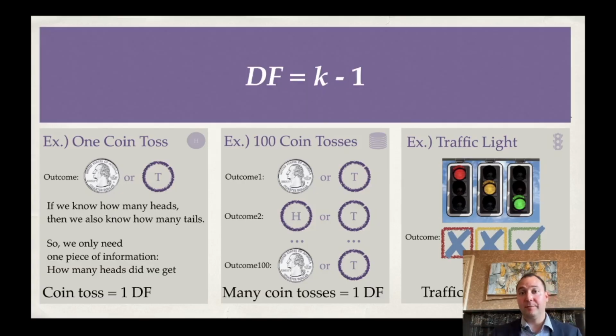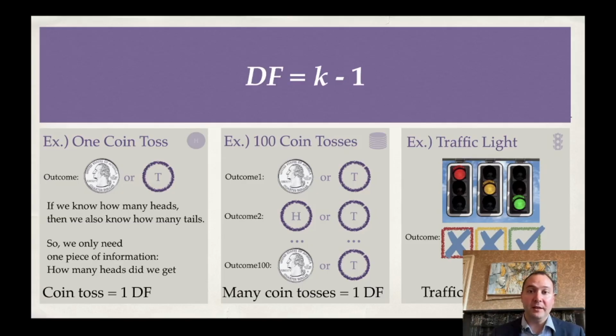The degrees of freedom are generally k minus 1 in most cases, not in all. So, for example, there are 2 possible outcomes, but we only need to know the outcome of one, and then we know the outcome of the other. The total number of heads also tells us the total number of tails. We can infer that information.